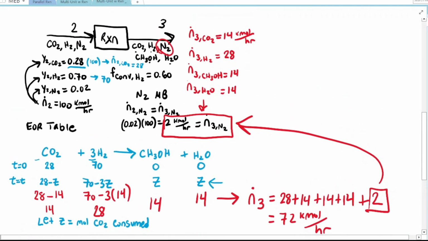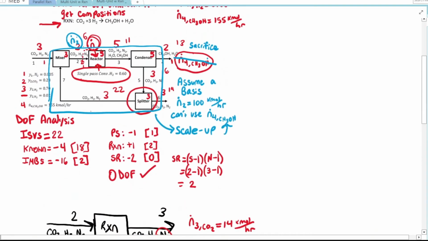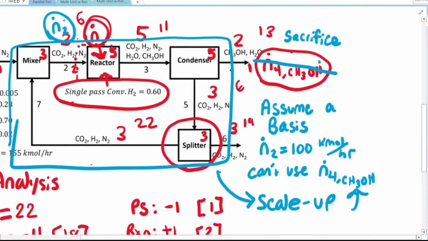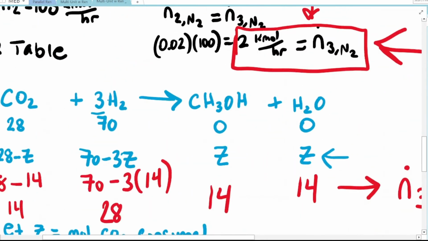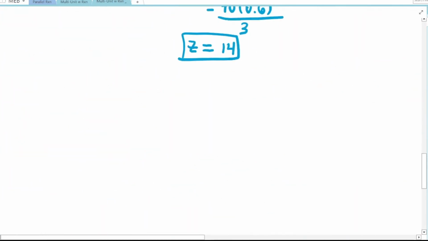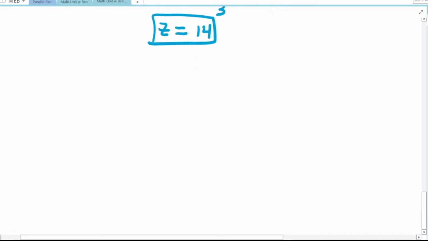And now that we figured out our stream 3, we're going to move on to our condenser. The reason is that if you look carefully at our condenser, we have a perfect separation where all the methanol and the water are coming out in the bottom stream, and the CO2, H2, and N2 are coming out in the distillate stream. For that reason, we're going to go to the condenser because it's a very simple material balance separation.